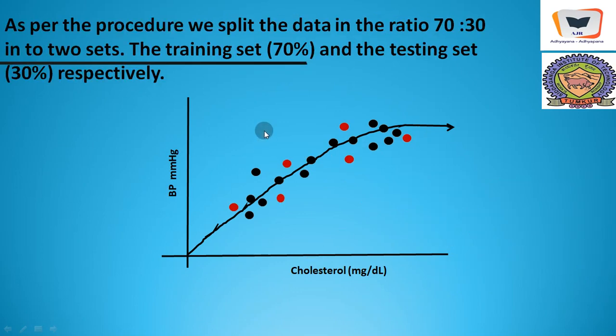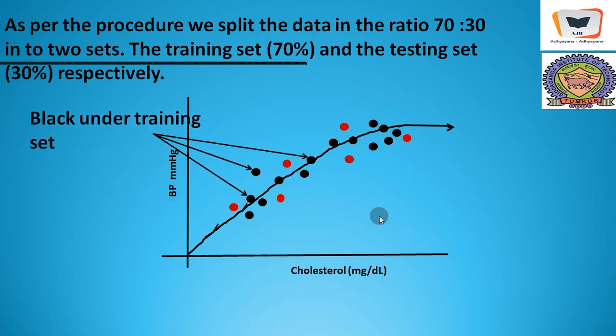As per the procedure, we split the data in the ratio 70:30 into two data sets. We collect the data, shuffle the data, and randomly select 70% of the data for training the machine learning model, and we retain 30% of the data for testing the algorithm. The black points are the training set, and the red points are the test set. This is the training set and this is the test set.